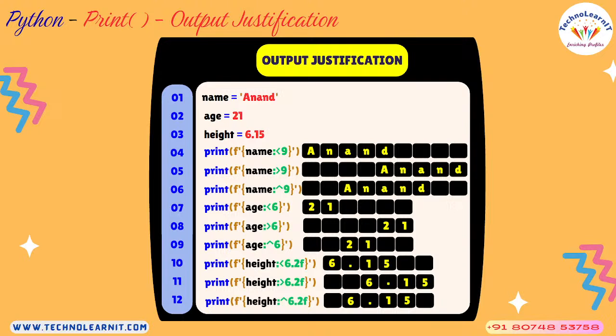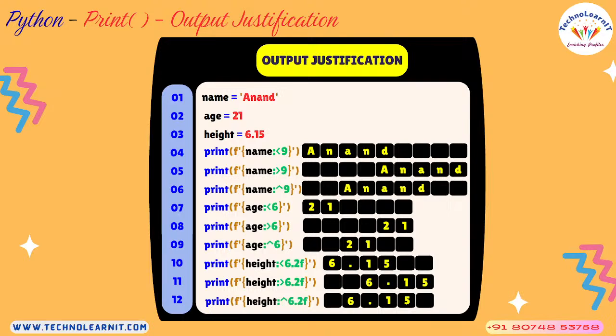Left side, less than symbol, left justification. Right side, right justification, greater than symbol. Caret symbol, middle, 6.15. This is how you can format the output, and you can also see the output whether it is left justified, right justified, or middle justified, centered otherwise.